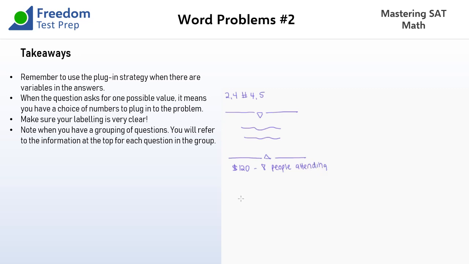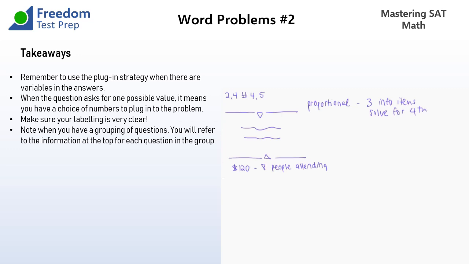Now, number 4 says, how much money will the performer earn when 20 people attend a performance? Now, this one, it's a word problem, but I could have classified it also as a proportion problem. This is a classic proportion. Remember, a proportion is where they give you 3 pieces of information. They give you 3 info items, and you have to solve for the 4th.